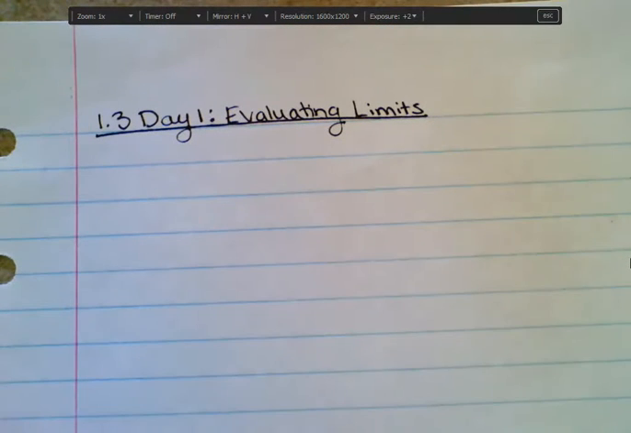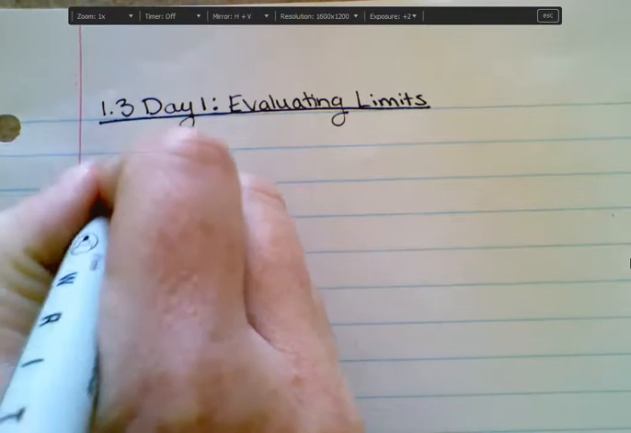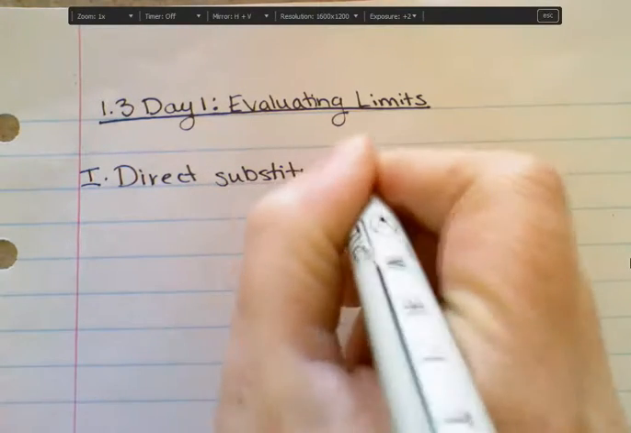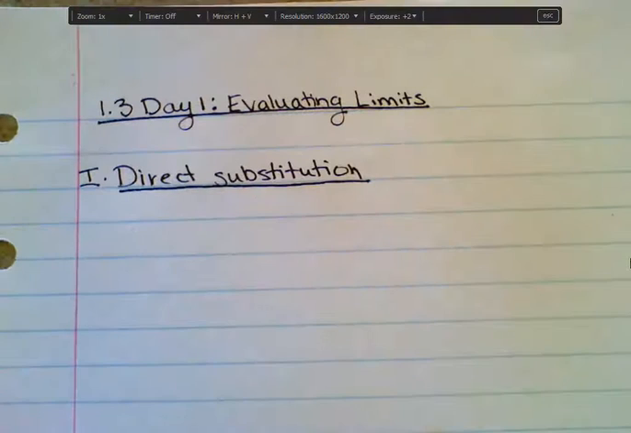So first thing, guys, we're just going to talk about direct substitution. It's just like what it sounds like. If you have a function that's continuous at the point you're trying to find the limit, you can actually just plug and chug. Okay, so today, hopefully it'll be a little bit easier day for you. So let's look at a couple of examples together.